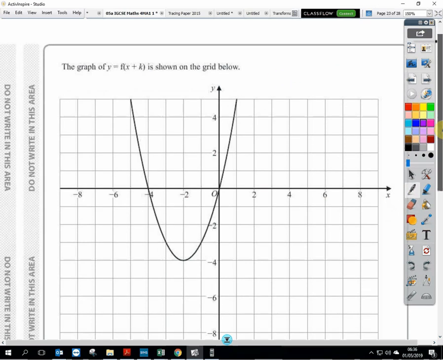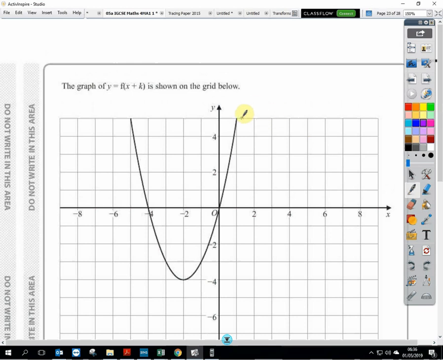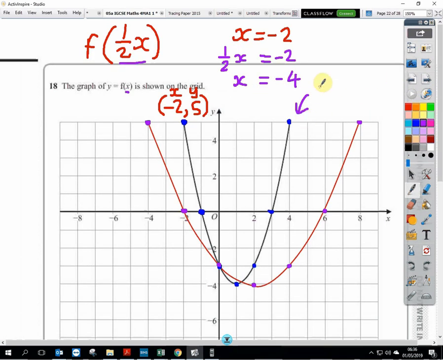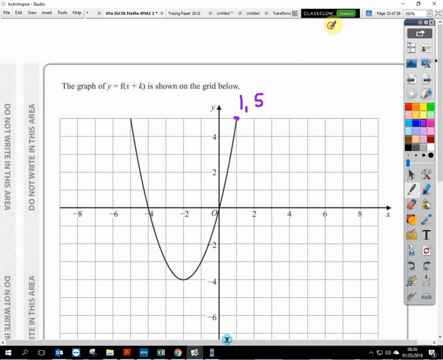Okay, so the next question, y equals f of x plus k. Let's take a look at the point that's furthest on the right hand side. This is (1, 5), and on the previous graph it was (4, 5). So (4, 5) transforms to (1, 5). Now let's take a look at y equals f of x plus k and see what happens.